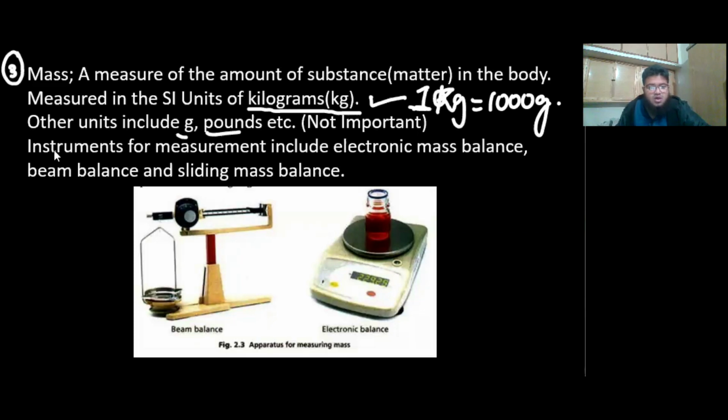Okay. Now, instruments for measuring mass include the electronic mass balance, the beam balance, or the sliding mass balance. From these three balances, I would suggest you remember this and this one. And why am I saying that? Because there have been questions on them in the past papers. Of course, I know these are pretty straightforward, just the names of the instruments, but still, you need to know them. And in fact, when you come in your AS and when you have actual labs, then you'll definitely see the electronic balances as well in the labs.